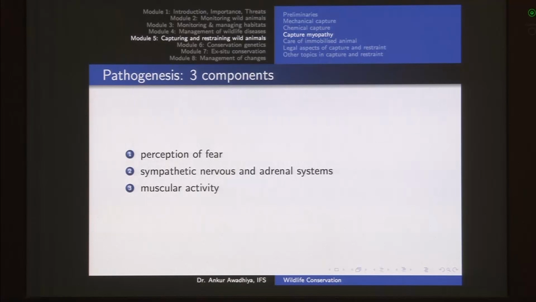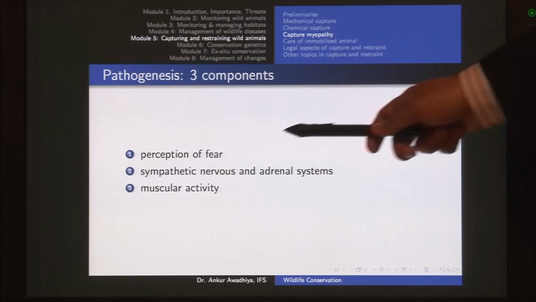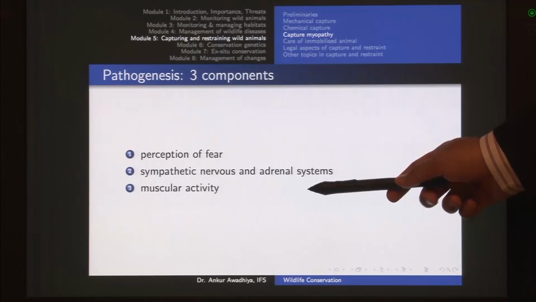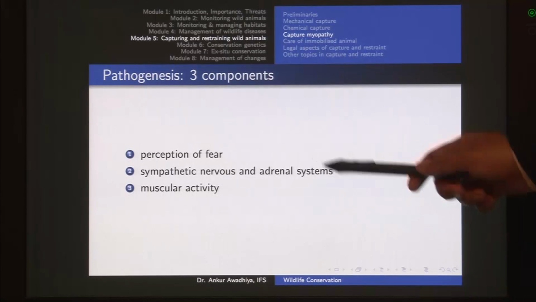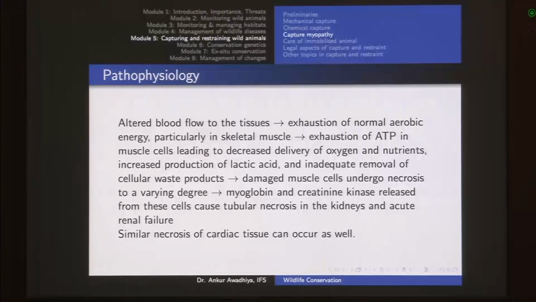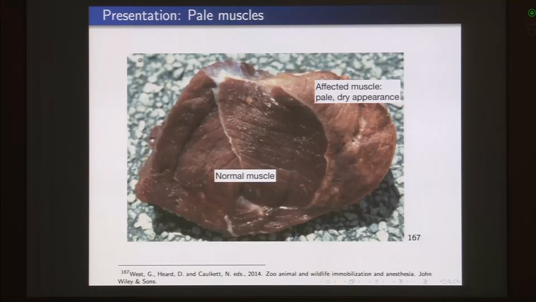three components. The animal gets a perception of fear. Because of fear, it has a sympathetic nervous system response, it releases adrenaline into the blood, and because of this there is intense level of muscular activity. The muscles then break down because of deposition of lactic acid, and then you have myoglobinuria. So this is the pathophysiology and this is the presentation.